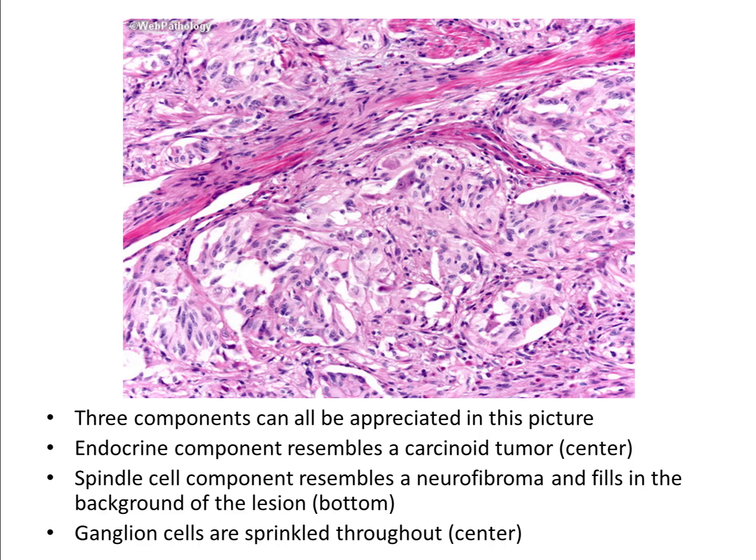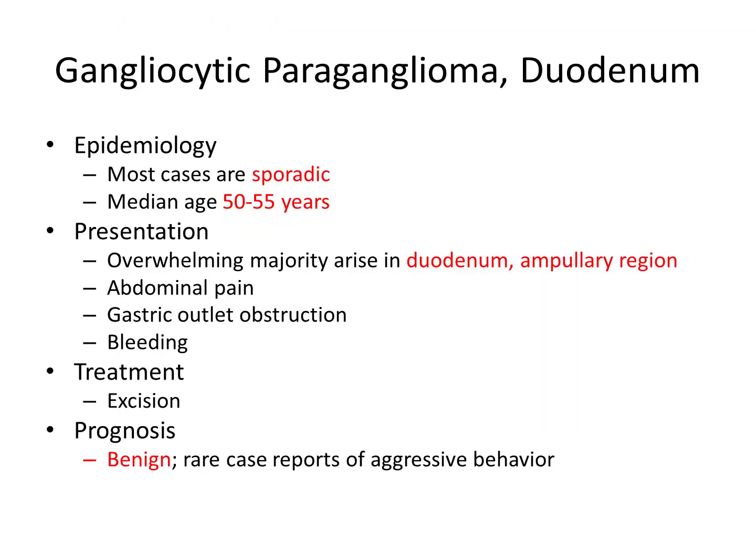The spindle cell component, which is barely noticeable at the bottom of this image, resembles a neurofibroma, and therefore is composed of Schwannian cells. Lastly, the ganglion cell component is noticeable towards the middle of the image. The cells have copious cytoplasm, a relatively large nucleus, and a prominent nucleolus. Most cases are sporadic, with a median age between 50 to 55 years. As noted previously, the vast majority arise in the duodenal ampullary region.